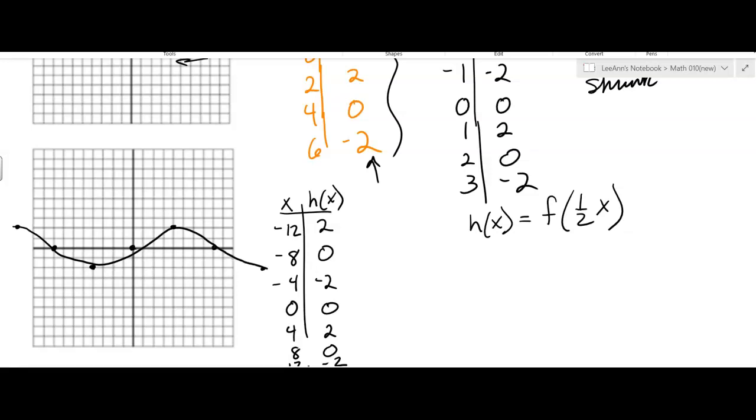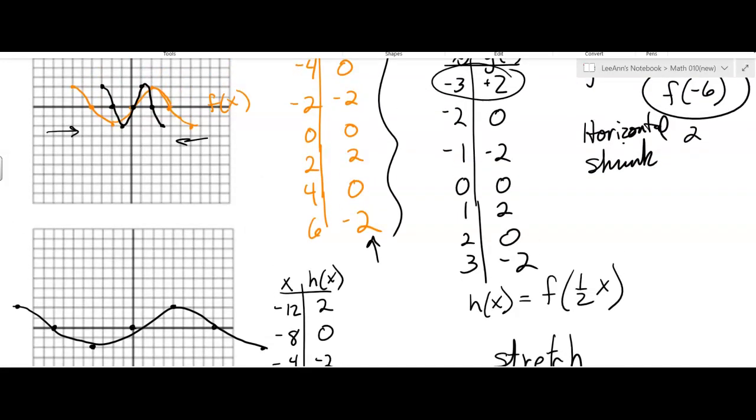And you can see this is a stretch. So it's like you're pulling the accordion out, okay? You're taking your orange curve that you had up here, f of x, and now you're stretching it out, giving you h of x, okay? This was g of x.